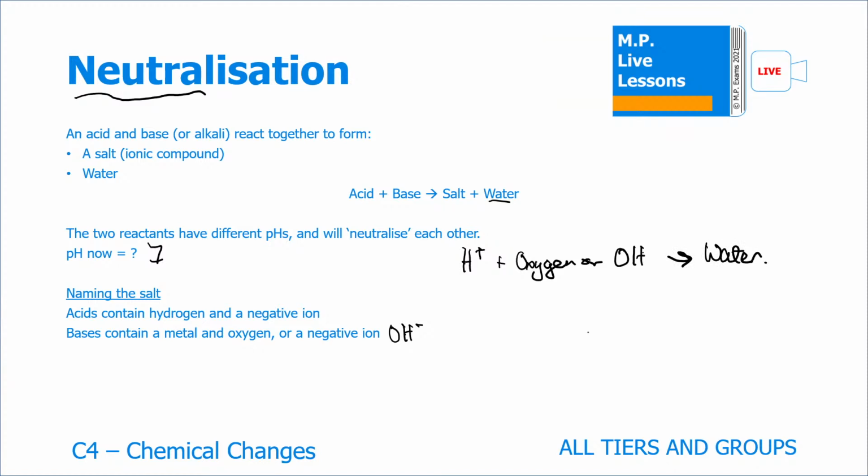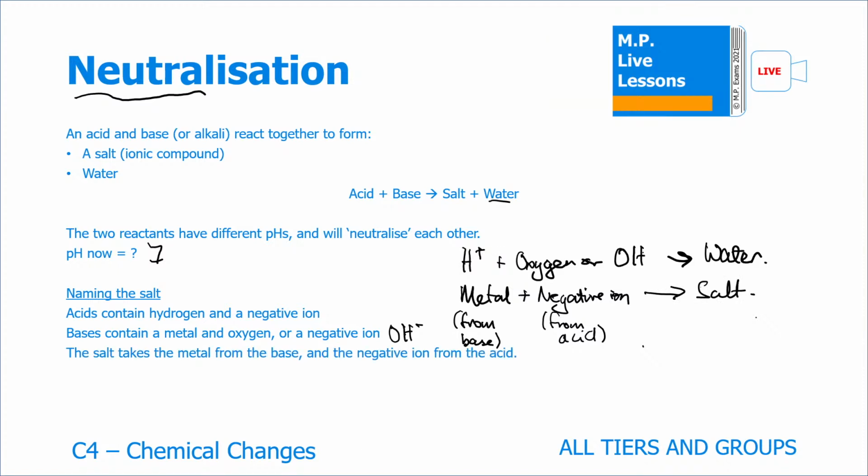while the metal from the base goes with the negative ion that's from the acid. This forms the salt. For example, sulfuric acid and sodium hydroxide form sodium sulfate.